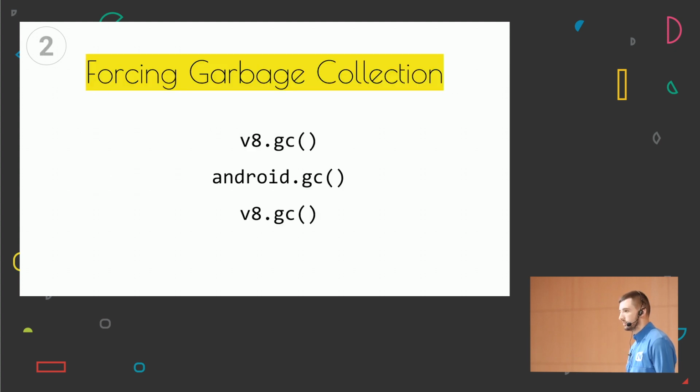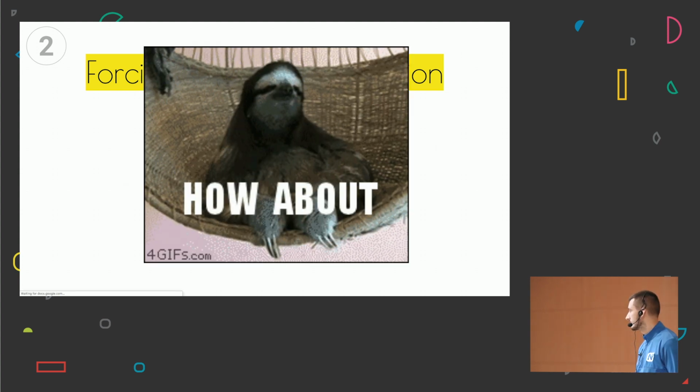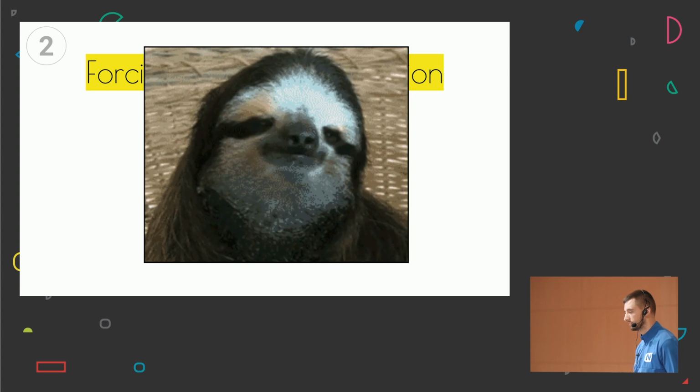There's another strategy: through JavaScript, to call several garbage collections. The V8 garbage collector, the Android garbage collector, the V8 garbage collector again, but perhaps you see the problem. This is really not a useful strategy, because internally it's not guaranteed even if the garbage collector would start. And of course, it is not a cheap operation. We should definitely not invoke garbage collections like that. So how about we don't do that?